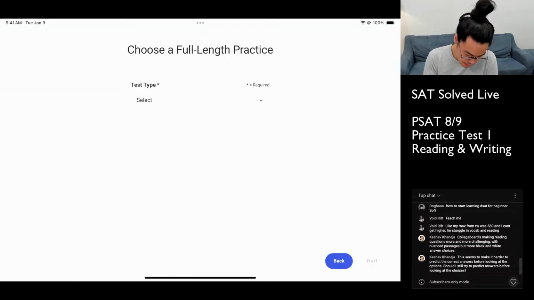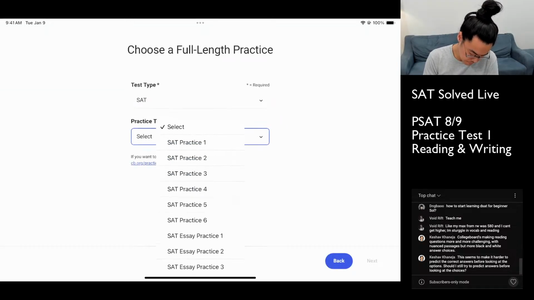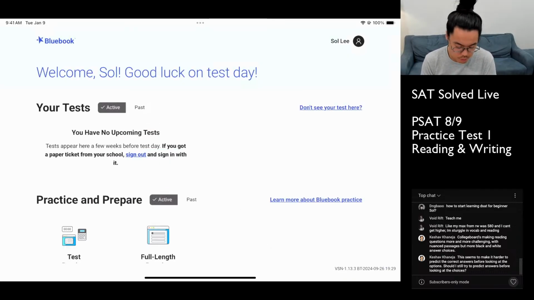I'll just show it to you right now. There's 6 of them right here. SAT practice 1, 2, 3, 4, 5, 6, right? And then there's the essays, which I've never seen before, but whatever. So you space those out as well, and use these to measure yourself as you're going along, okay?